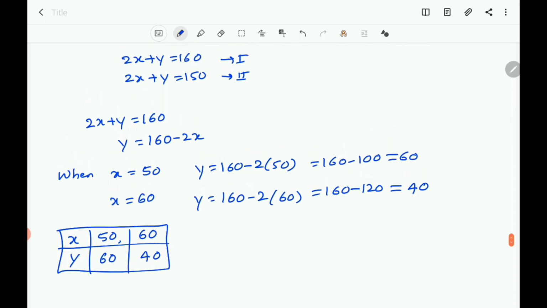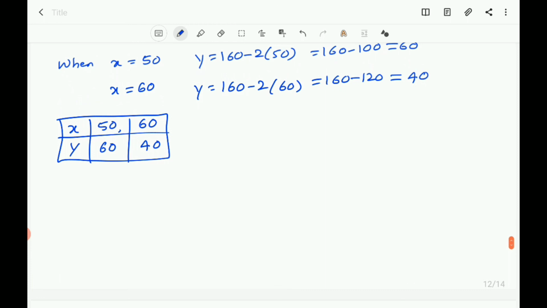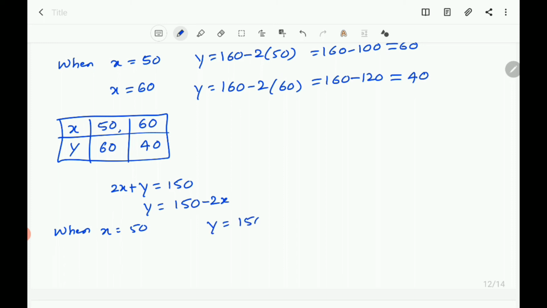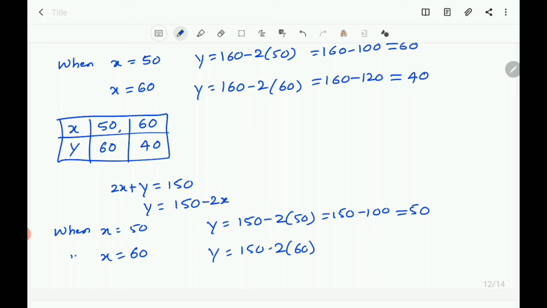Then you take the second relation, that is 2x plus y is equals to 150. So the equation becomes y is equals to 150 minus 2x. Again you take, when x equals 50, y is equals to 150 minus 2 into 50, that is 150 minus 100. So it becomes 50. Now when x is equals to 60, y is equals to 150 minus 2 into 60, that is 150 minus 120, that is equals to 30 you will get.